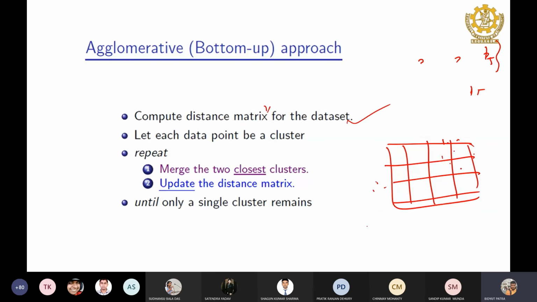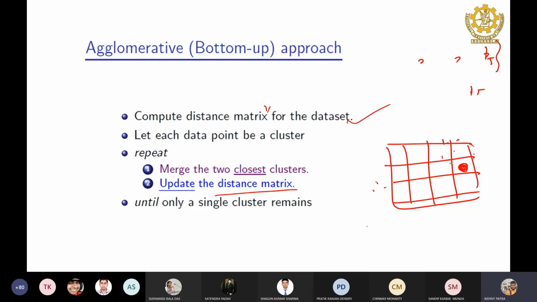So you find the two closest clusters. Yeah, so this is the minimum distance. Okay, and you merge these two clusters. Now when you update, you update the distance matrix according to the distance formula. When you merge, always you choose the closest one.